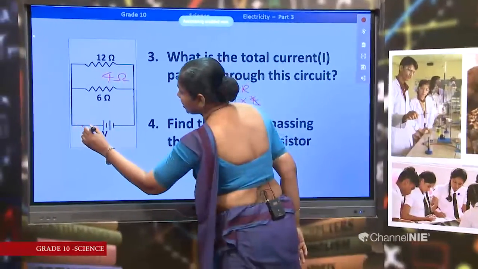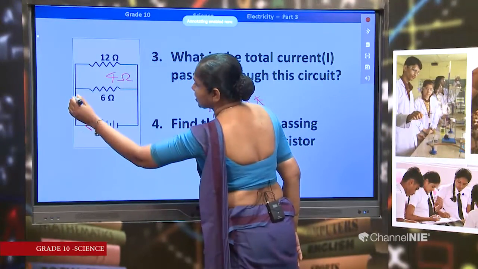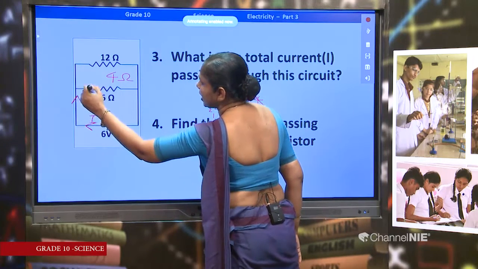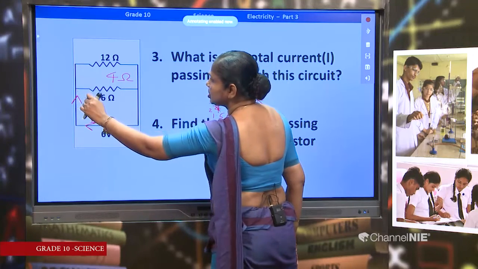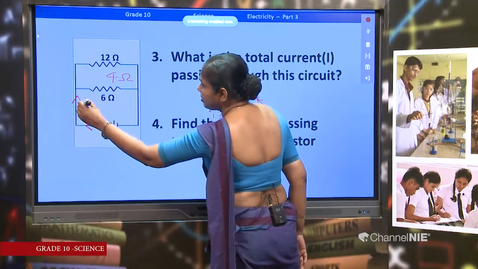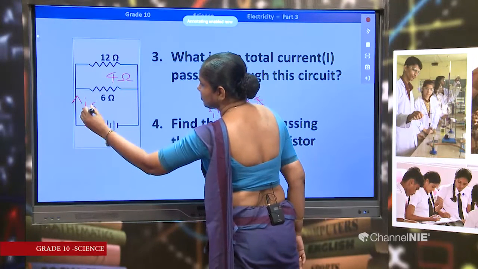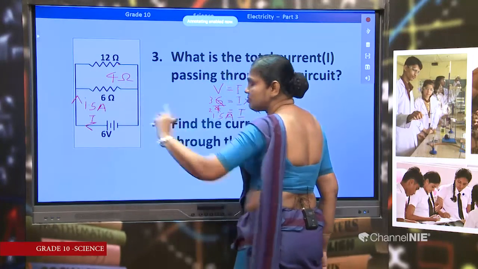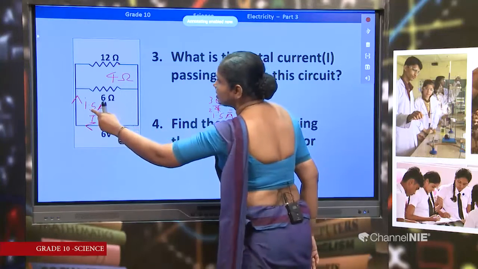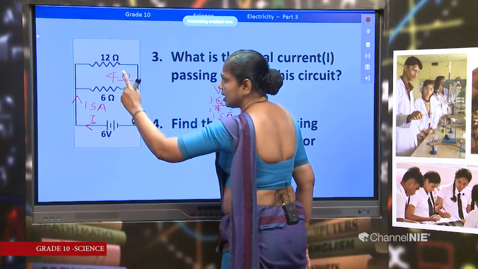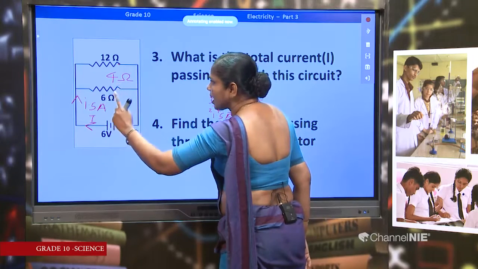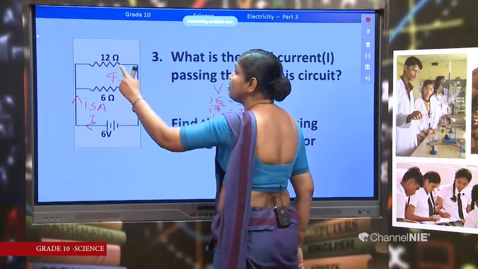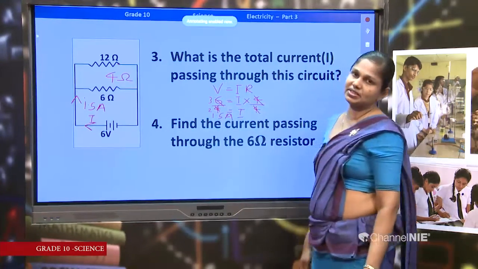Right, now suppose this is the total current I. Then I equals 1.5 ampere. When it comes here, children, this 1.5 ampere current divides among the two resistors and travels. When the current is divided, children, the amount of current flowing through each resistor is decided by the value of each resistor.